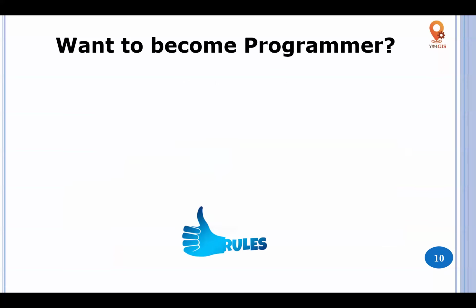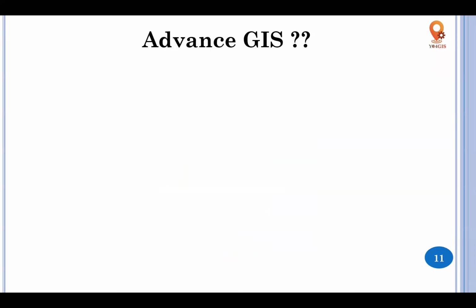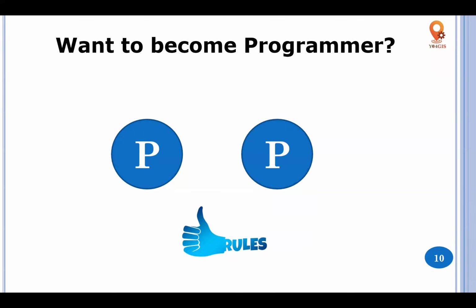After that, if you want to become a programmer, from my side there is only one rule, the 2P rule. What is this 2P rule? The 2P rule is basically one is patience and the second one is practice. Why am I saying patience and practice are important?